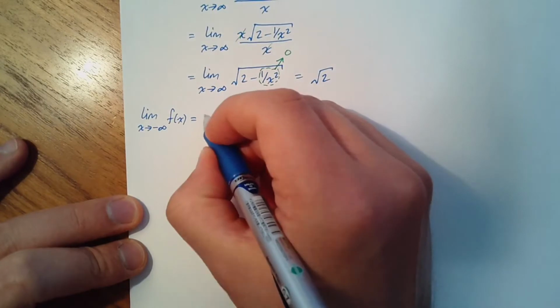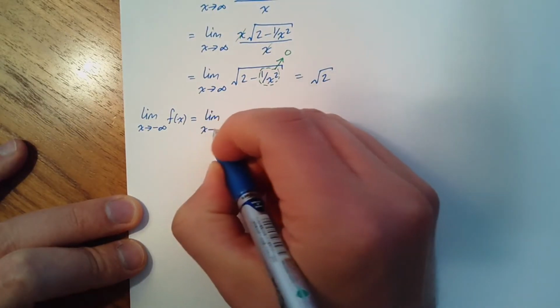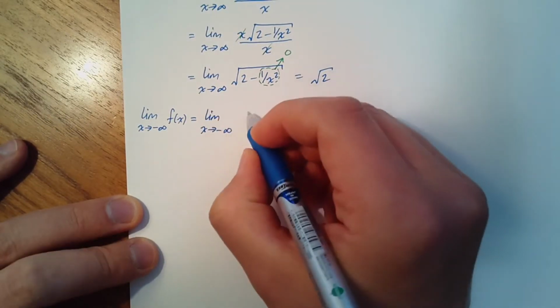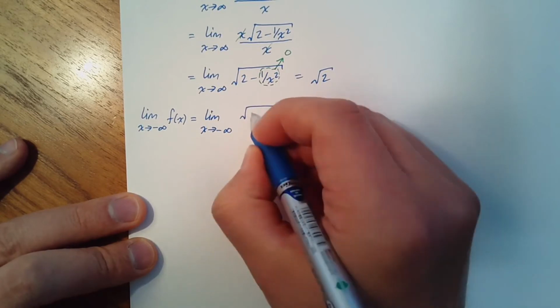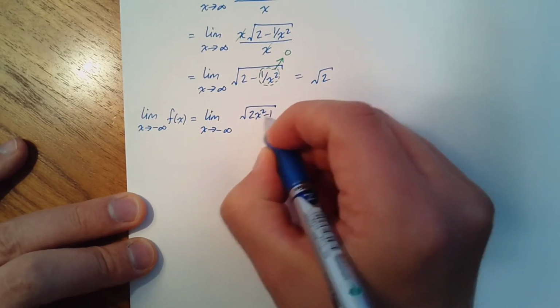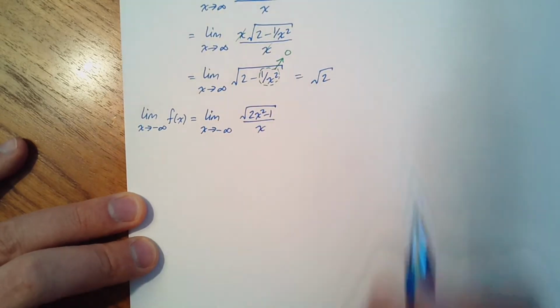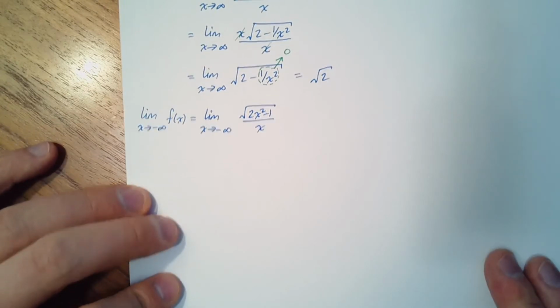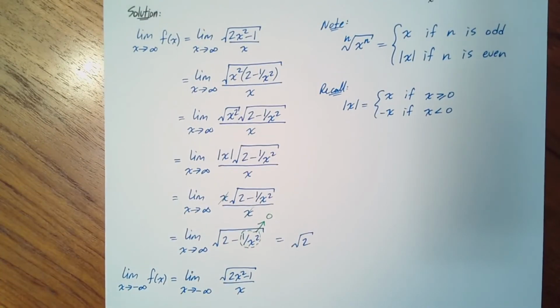So what we're going to get is the limit as x goes to negative infinity. We have the square root of 2x squared minus 1 all over x. So we're starting out in the exact same way that we did before. Now it's worth paying attention here and looking at what some of our work we can just recycle, right?